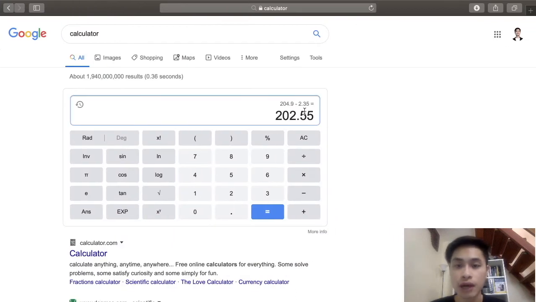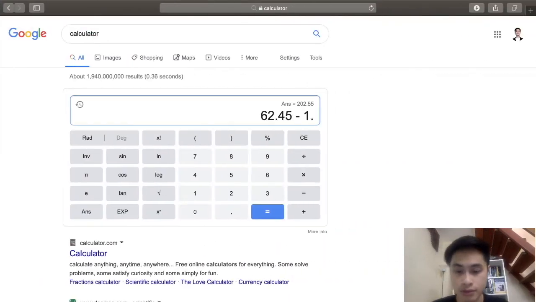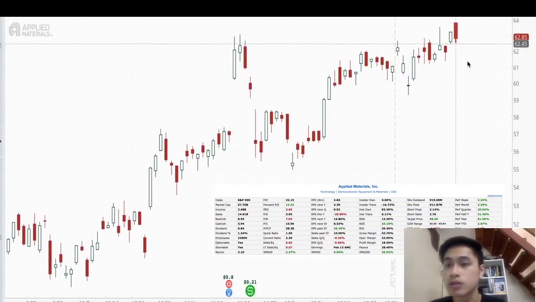So let's determine where we should set our stop loss. 62.45 minus 1.27. So we want to set our stop loss at 61.18. So 61.18 would be around this point where my arrow is. So that is how we want to set our average true range stop loss.